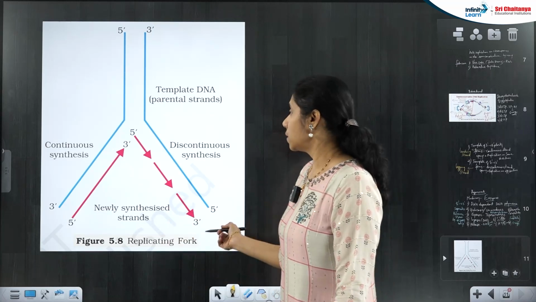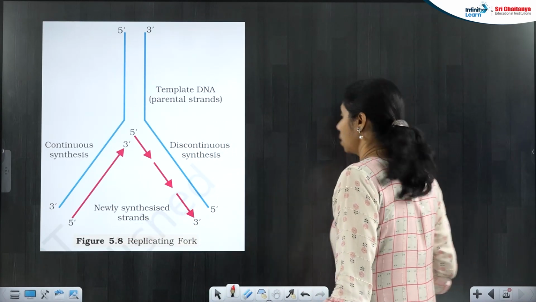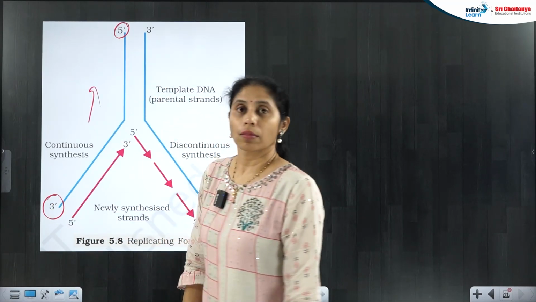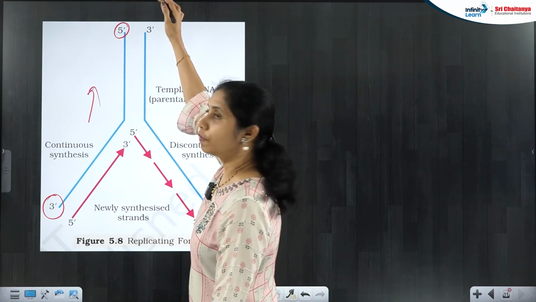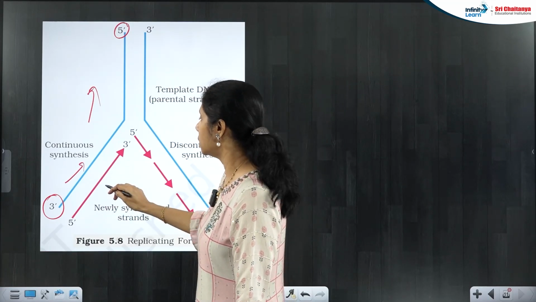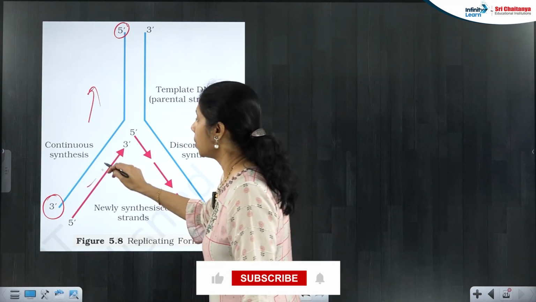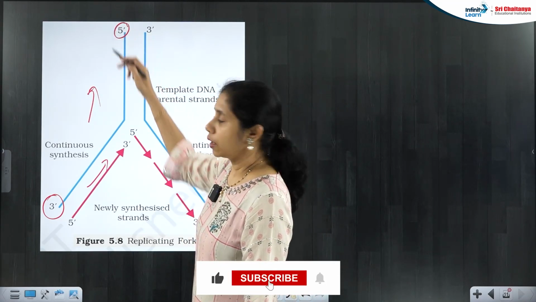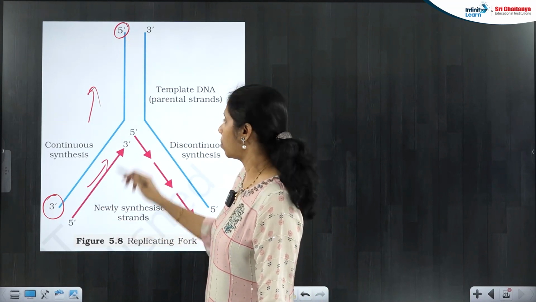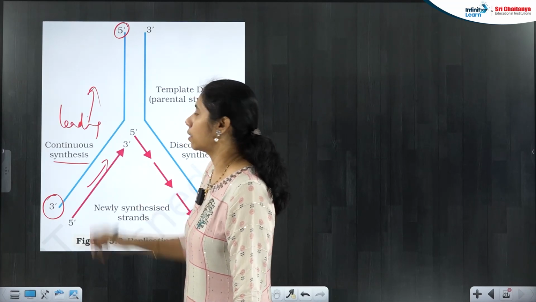Okay. So, you can see here very clearly the template of polarity, 3' to 5'. This is the opening of the DNA, and replication of DNA is happening in the same direction. You can see this is replication, and this is the opening of the DNA. So, both are happening in the same direction. So, on the template of 3' to 5', a continuous strand will be synthesized, and this is called the leading strand.